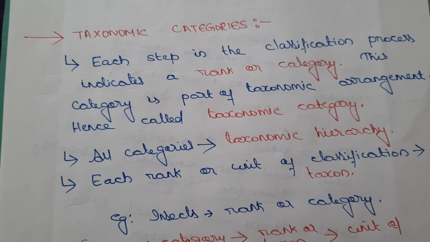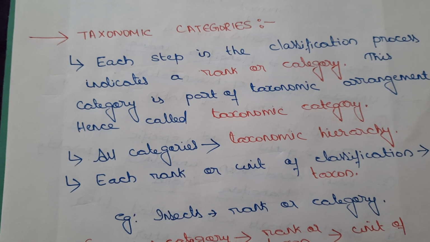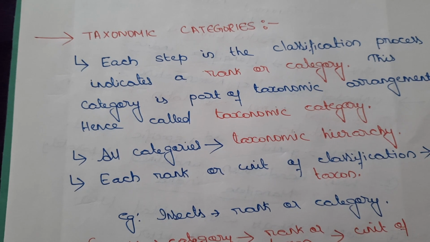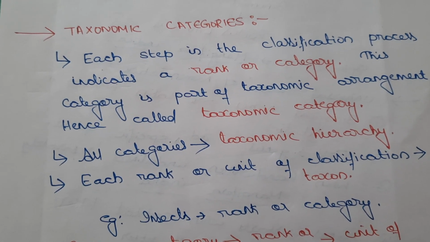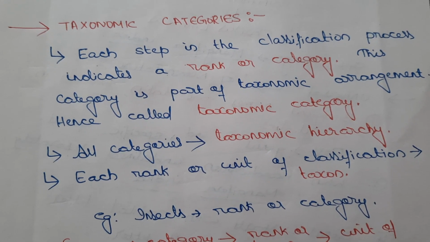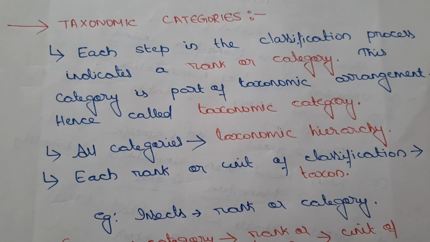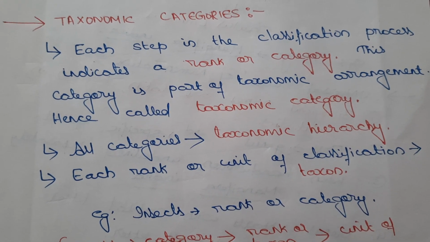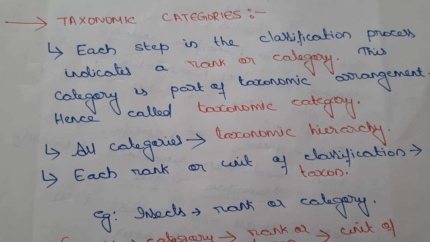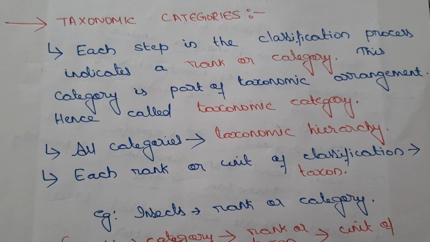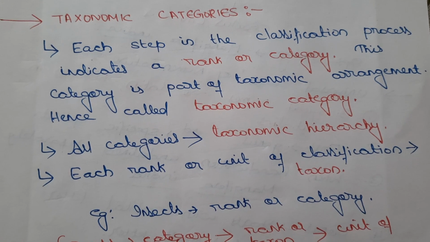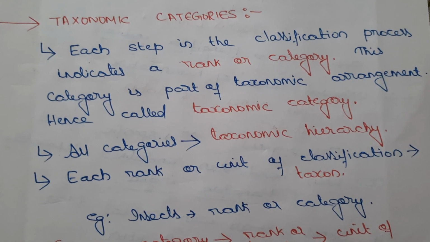Now we have learned that there are millions of species in the biodiversity, and in order to have a detailed study of the species, we need to categorize them into certain taxa. Only then we will be able to study the species and their characteristics in detail. For this, we will be grouping the different species into categories. So that is what we discuss in taxonomic categories.